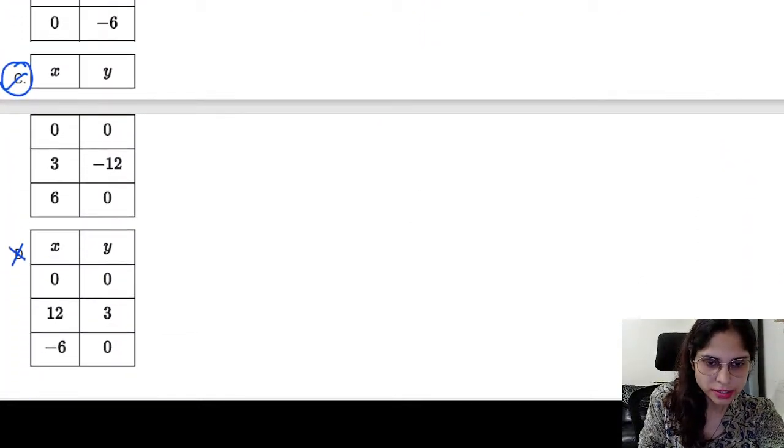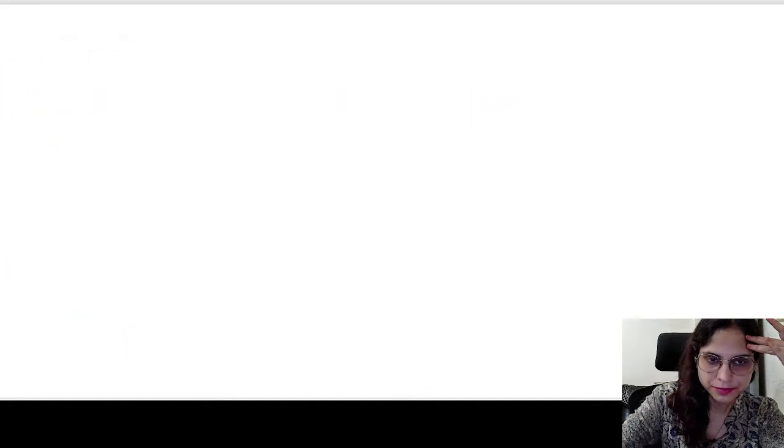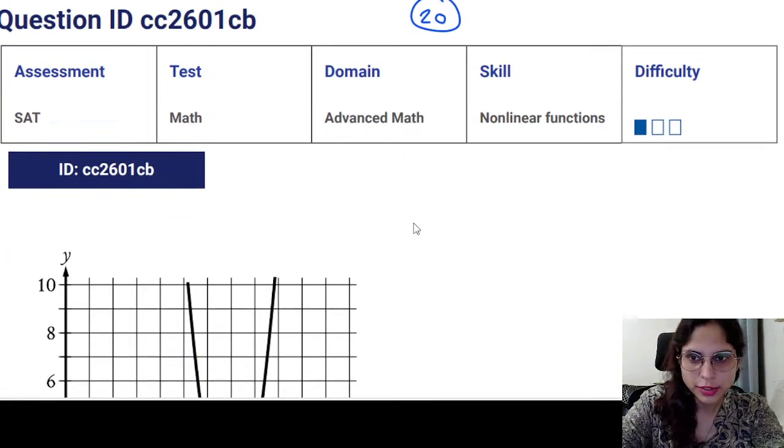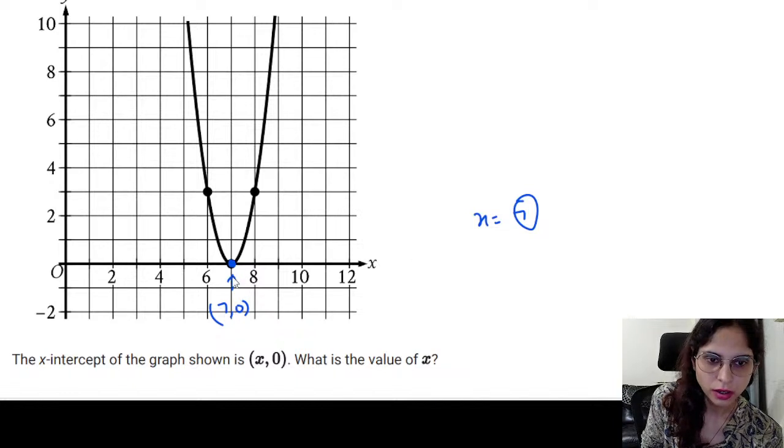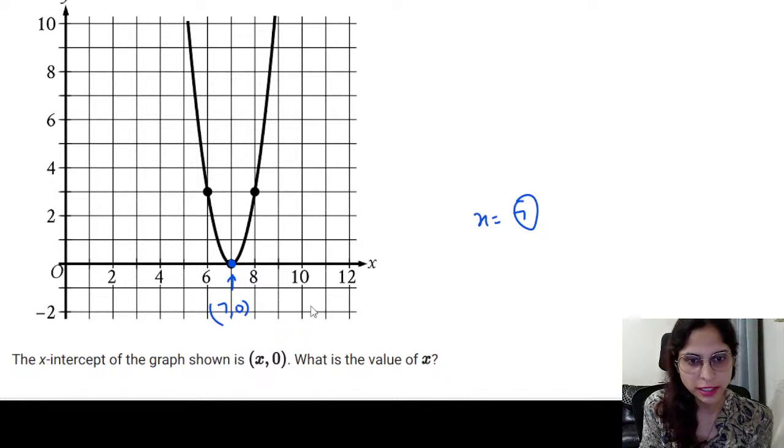Now the next question that we should be discussing is question number 20. We also did that one. That's also an easy quadratic question, and over here you just have to find the x-intercept. X-intercept is x comma 0. What is the value of x?